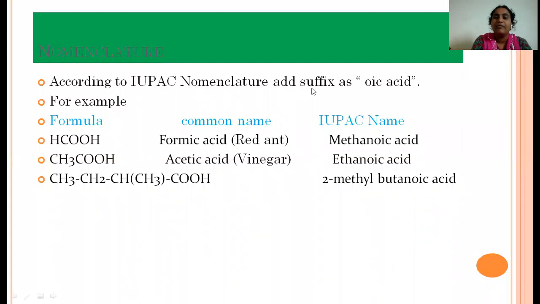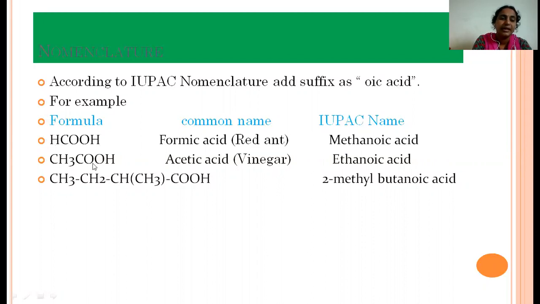Next, if you see the nomenclature of the carboxylic acids, according to the IUPAC nomenclature, we have to add the suffix oic acid for the number of carbons. For example, in this formula, this is HCOOH. For this compound, the common name is formic acid. This formic acid is generally available in the red ant. According to IUPAC nomenclature, in this compound only one carbon is present. Whenever one carbon is there, we have to write methane and add the suffix oic acid. Hence we write methanoic acid.